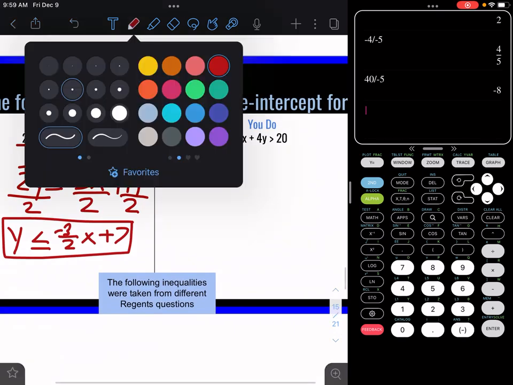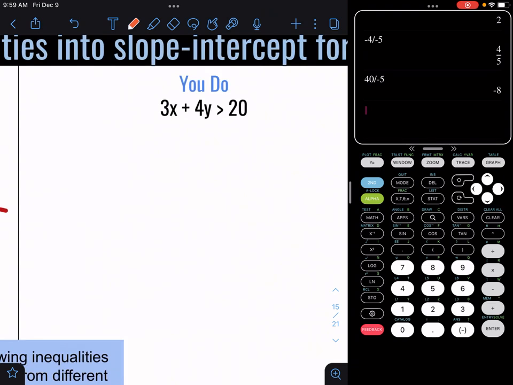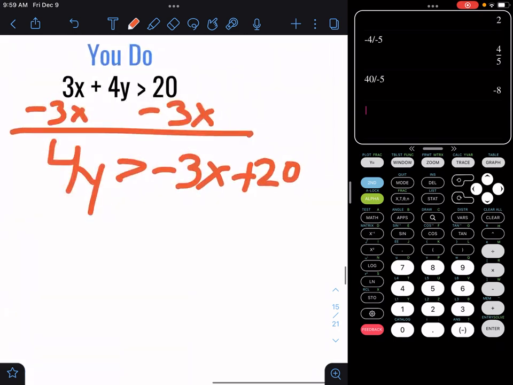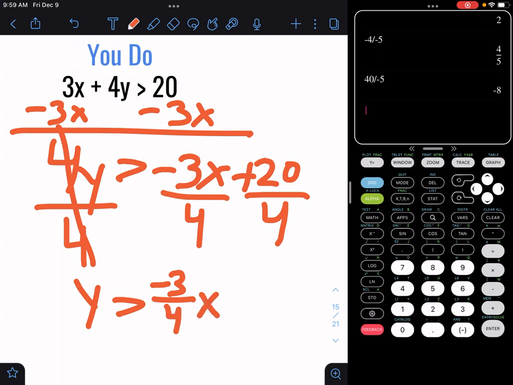And you try this very similar one. Pause the video and try it. It's very, very similar. Get that y by itself by subtracting the 3x. I will get 4y is greater than negative 3x plus 20. I can't do 20 minus 3. They're not like terms. And now to get rid of that 4, I'm going to divide each term by 4. I'm not dividing by a negative, so I don't have to flip my inequality symbol. Negative 3 divided by 4 is just negative 3 over 4x, and 20 divided by 4 is 5. Nice job.